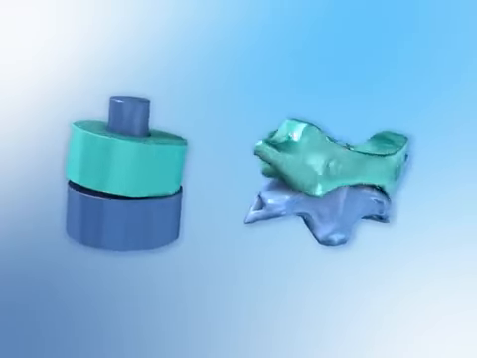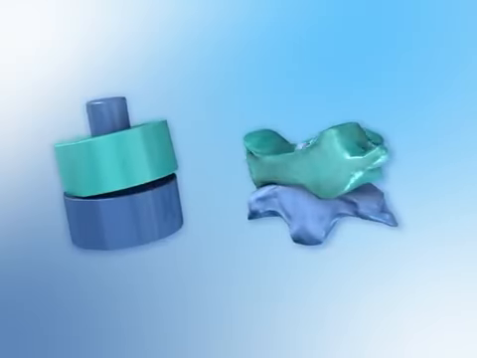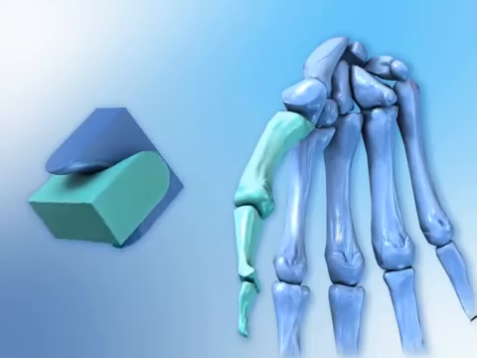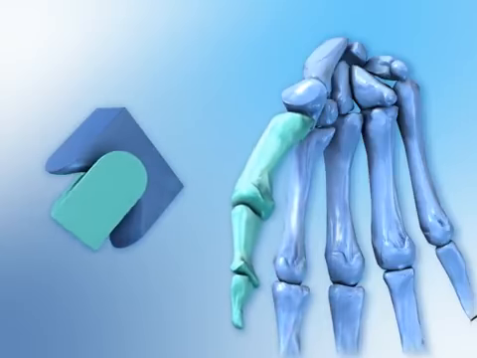At the top of the spine, the atlas and axis form a pivot joint that allows for rotation of the head. In the hand, the thumb's saddle joint lets the thumb cross over the palm, making it opposable.